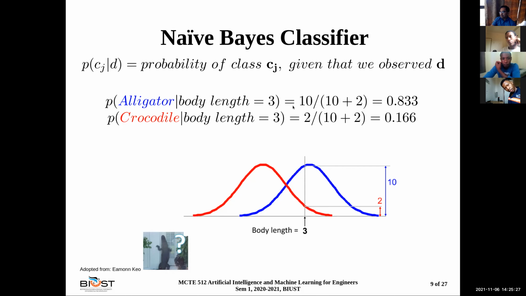So this is equal to 10 divided by 10 plus 2. The 10 is the number of alligators in the class. Here the maximum is 10. So there are 10 alligators divided by 10 alligators plus 2 crocodiles at the body length of 3. So that's 0.83 probability that it is an alligator.